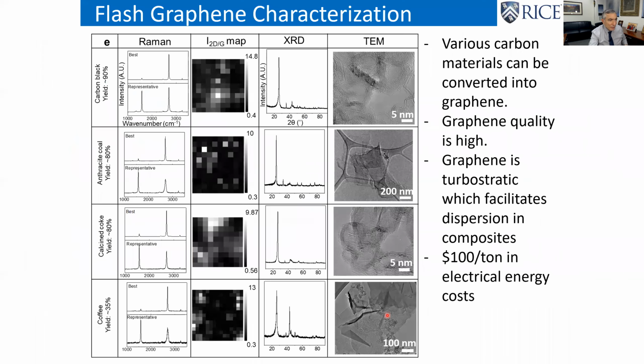And so when we first published this, we showed we can use carbon black and we could make graphene. This is the best spectrum of graphene that anyone has ever seen. But this is the representative spectrum that we get. We run the Raman map over a large region, and we can use coal.